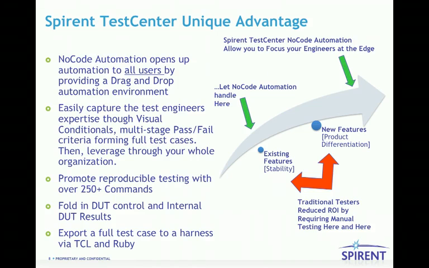No-code automation opens up automation to all users by providing drag-and-drop automation environments. Easily capture the test engineer's expertise through visual conditionals and multi-stage pass-fail criteria forming full test cases, then leverage it through your whole organization. Promote reproducible testing with over 250 commands. Fold in DUT control and internal DUT results, and finally export a full test case to a harness via Tickle or Ruby.